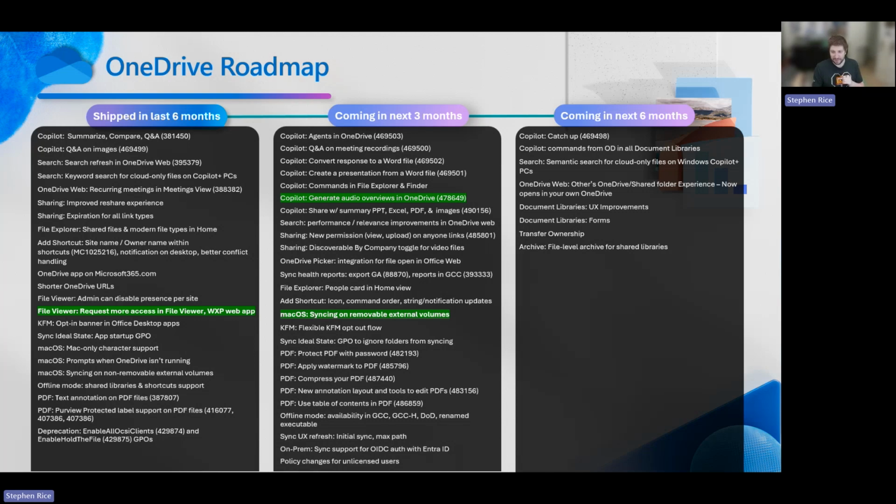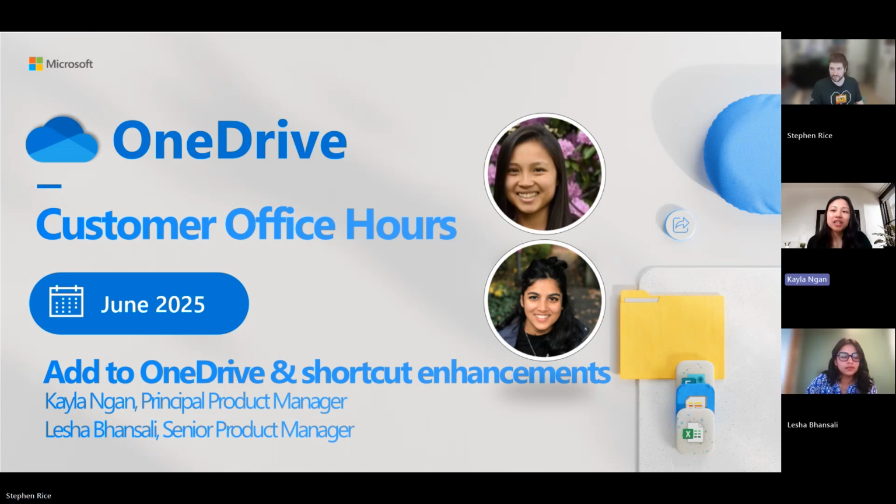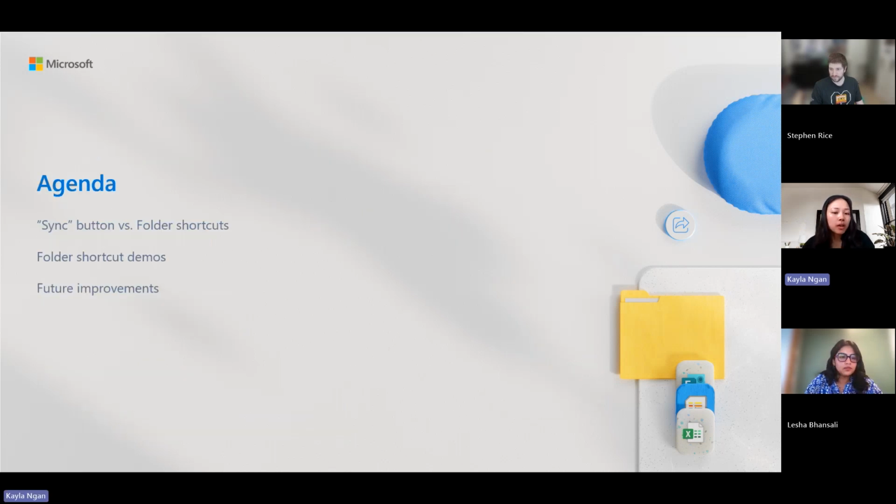And now I'm going to hand it off to Kayla and Lesha to talk through our topic for this week. So welcome, everyone. Today, Lesha and I will be sharing what's new with Add to OneDrive and Shortcuts and what we have coming up through the pipe. First, I'm going to cover the difference between the sync button relationship, so what some of you might know as team site sync, and folder shortcuts. Then we're going to demo some of the improvements to the folder shortcut experience specifically, and then we'll finish out by sharing some of the future improvements that are on our backlog roadmap.